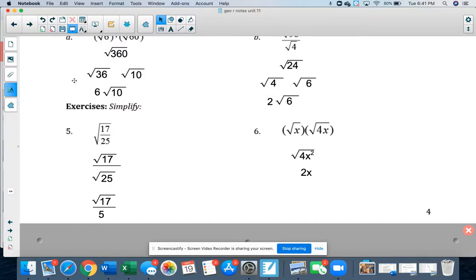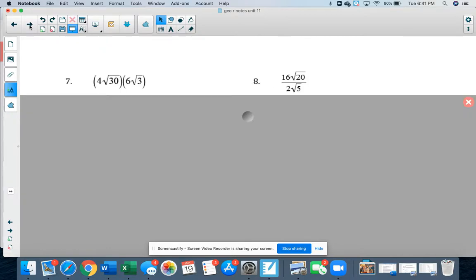Pause the video, try 7 and 8 on the next page, and then turn it back on again to check to see if you got it right. And then I just have one more thing to do, and that's called rationalizing the denominator, which is important that you understand how to do as well.